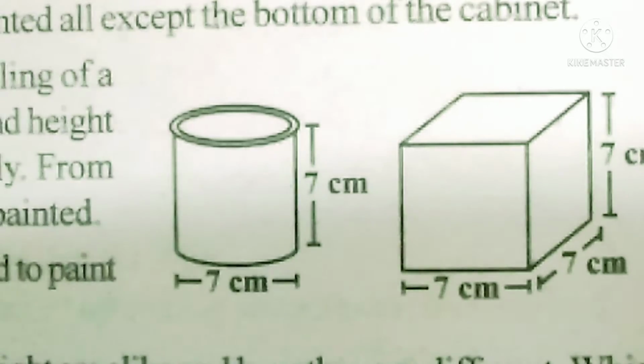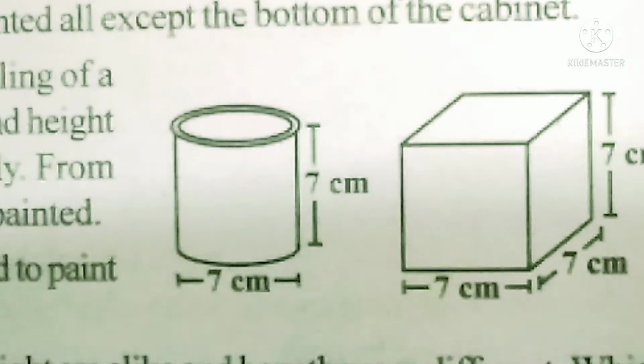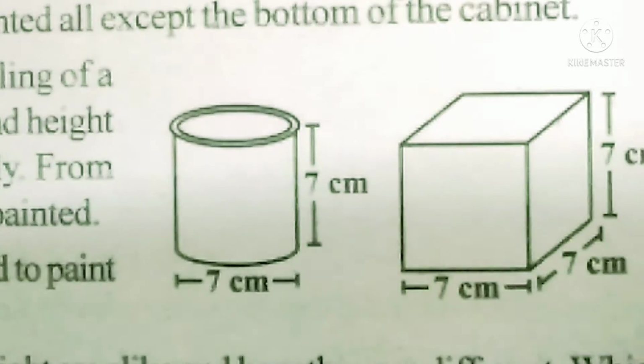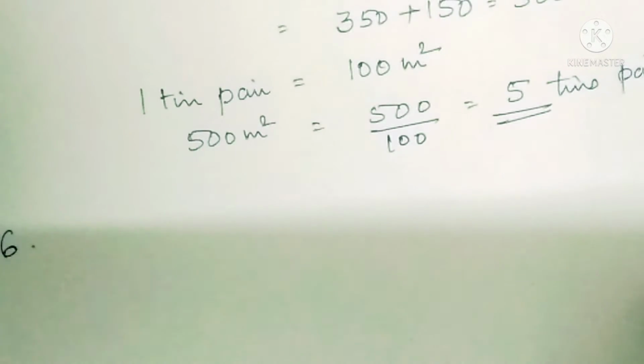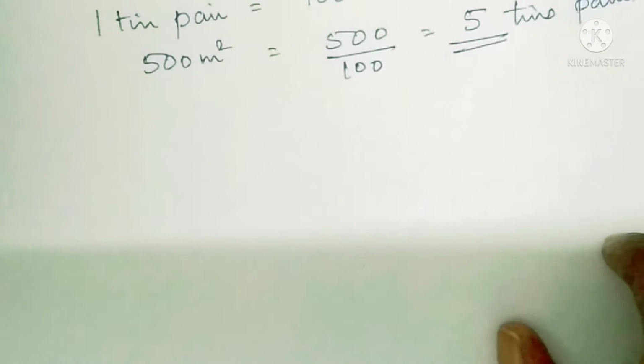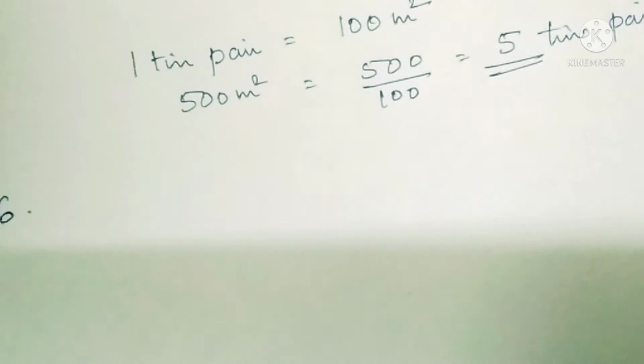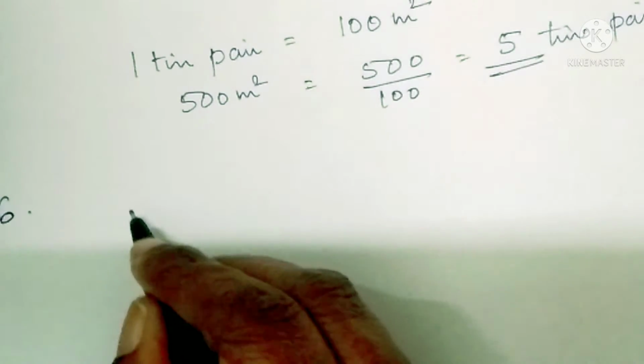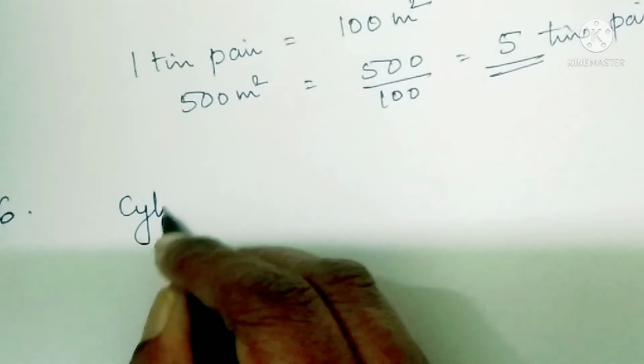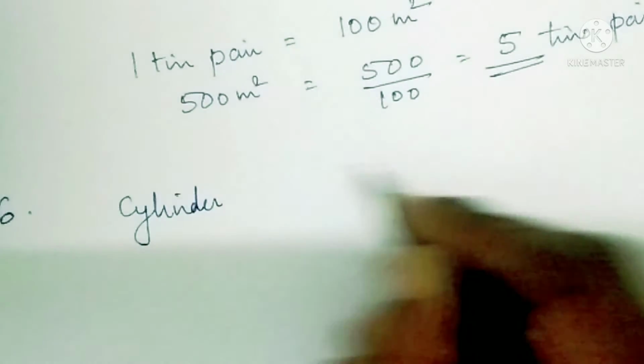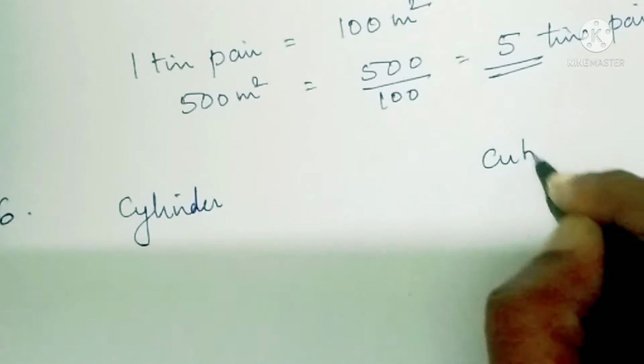How the two figures at the right are alike and how they are different. From these two, which one has larger surface area? Now you saw the picture or the figures of the question. Now we have to find what is the similarities and what is the difference. So what is the similarity you saw? Both are... let us write, one is a cylinder and the other is a cube.